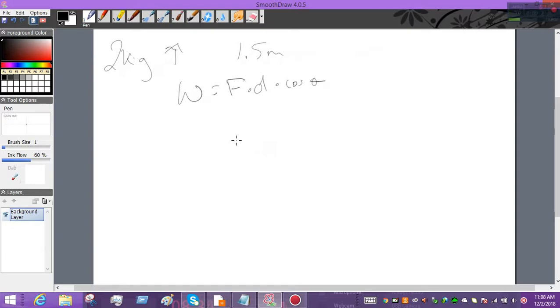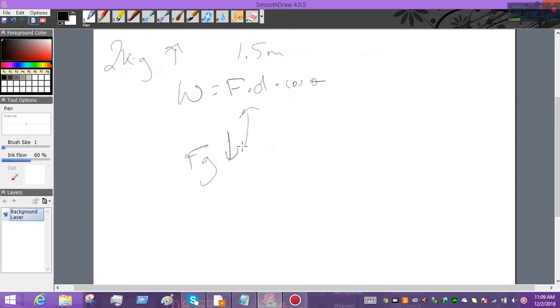And in this case, theta is 0 because this is our gravitational force direction, and this is our direction of motion. So they're parallel, so cosine of 0, so it's going to be an angle of 0 degrees. You can solve this two different ways, but I'm just going to solve this using this one.